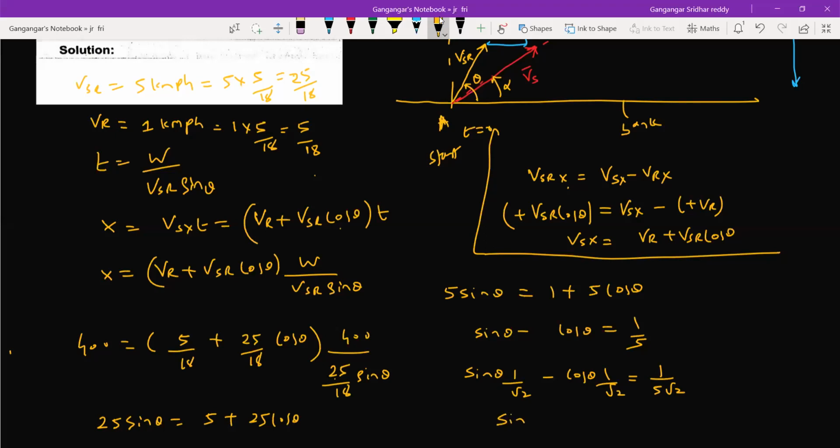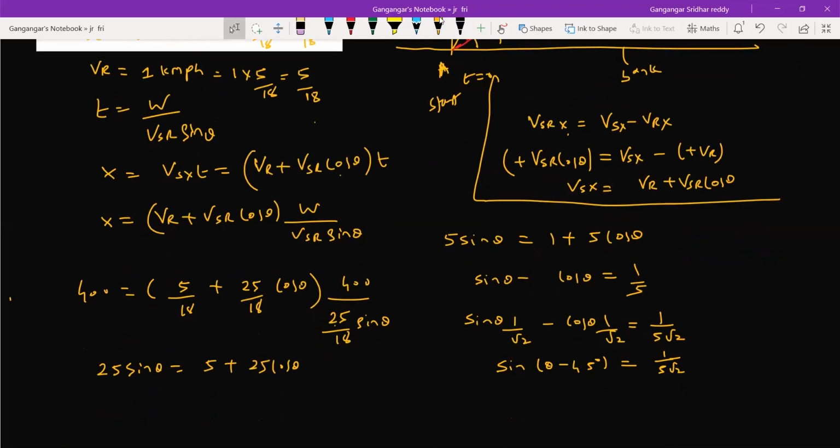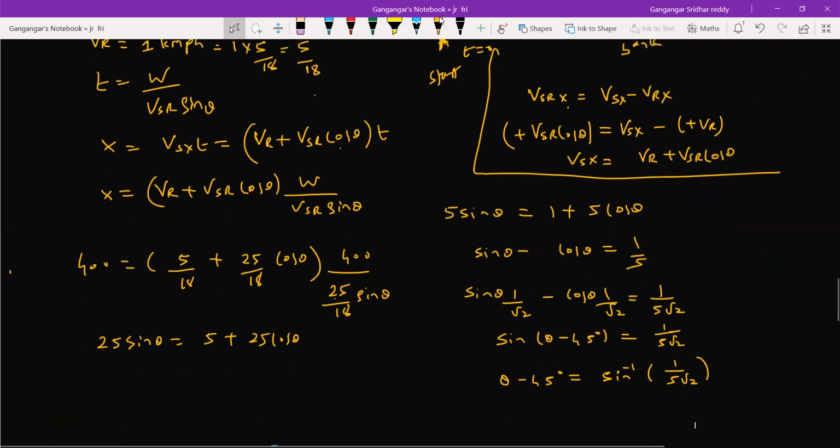So sin of theta minus 45 degrees equals 1 by 5 root 2. Therefore this will be theta minus 45 degrees equal to sin inverse of 1 by 5 root 2, or theta will be 45 plus sin inverse of 1 by 5 root 2. This will be our final answer.